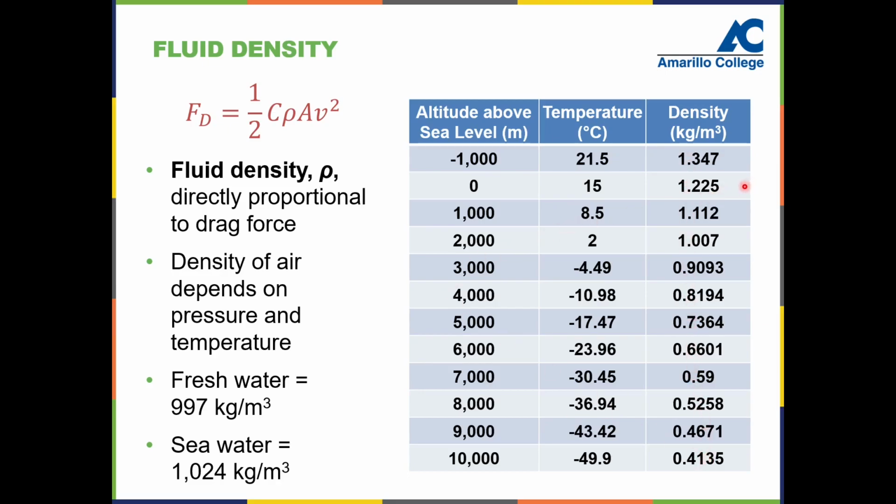So you can see at sea level, we have an air density of 1.225 kilograms per meter cubed. But if we go all the way up to 10,000 meters, which is over 30,000 feet up where airplanes fly, our density is significantly less than half, at 0.4135 kilograms per meter cubed.